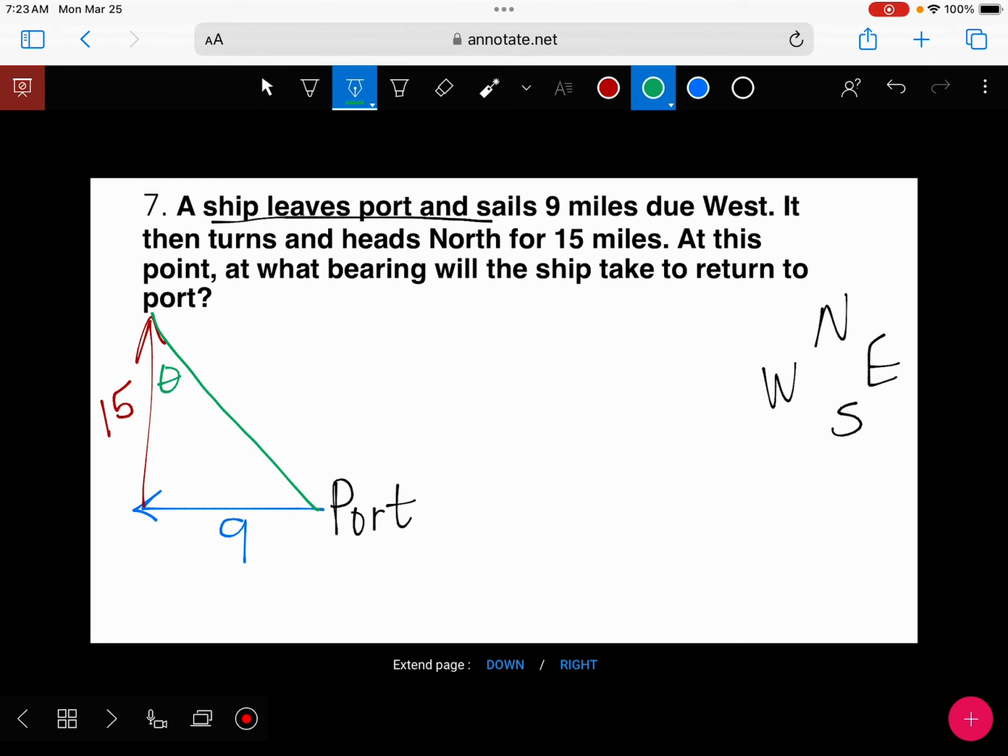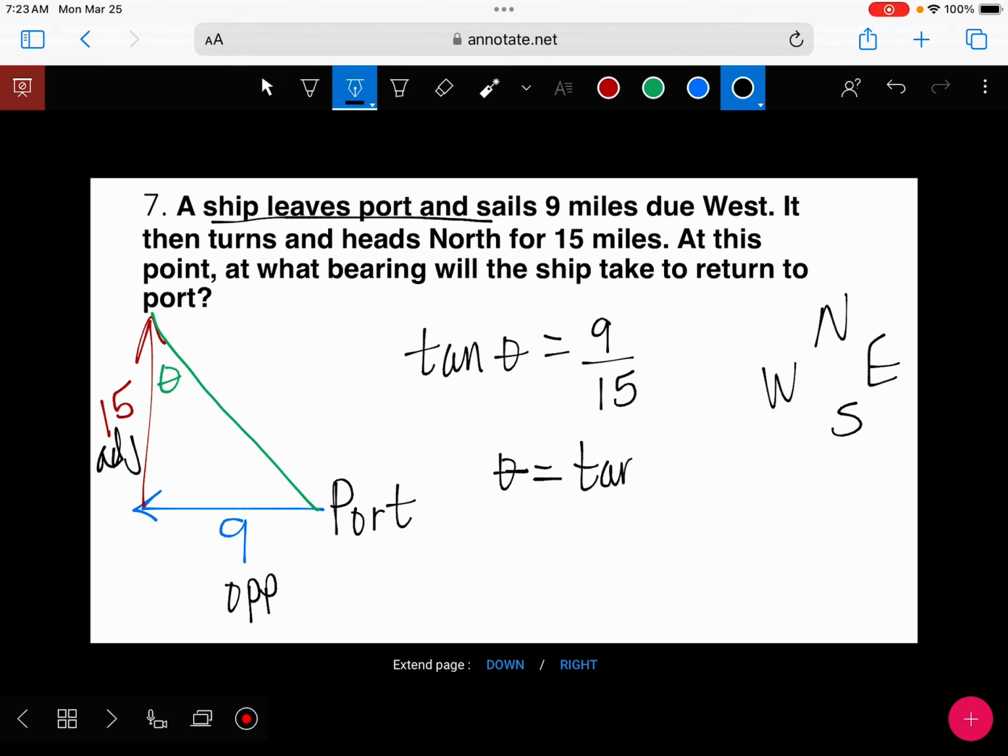Remember, bearing has to be with the vertical. So according to where that bearing is located, we have opposite and adjacent, which is tangent. So the tangent of the bearing is equal to opposite over adjacent, which means the angle is equal to the inverse tangent of opposite over adjacent. I got 30.964 degrees.